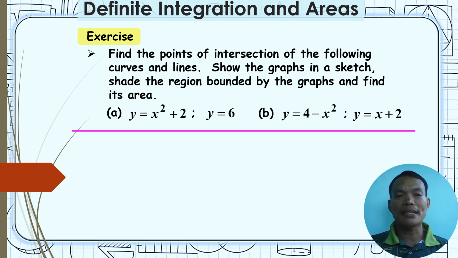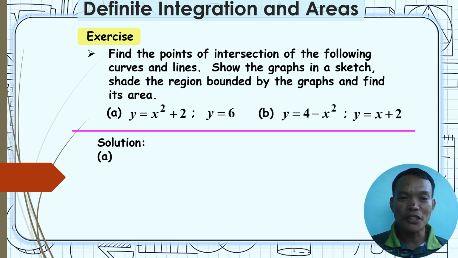Another exercise. Find the points of intersection of the following curves and lines. Show the graph in a sketch. Shade the region bounded by the graph and find its area. For letter A, y equals x squared plus 2 and y equals x. And for letter B, y equals 4 minus x squared and y equals x plus 2. You can pause the video and solve, but here is our solution.